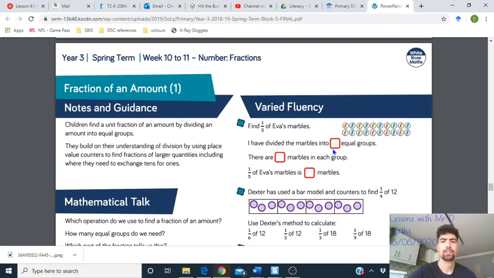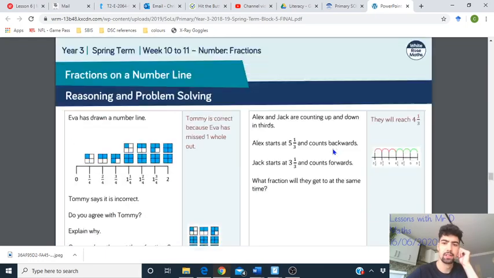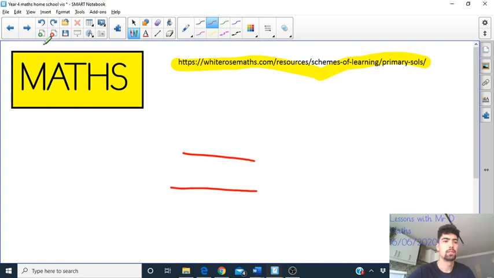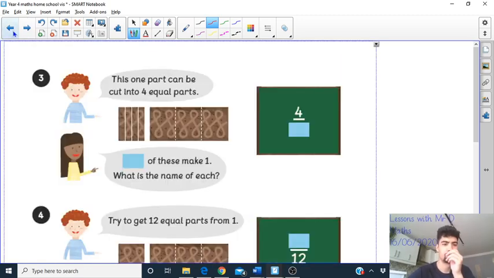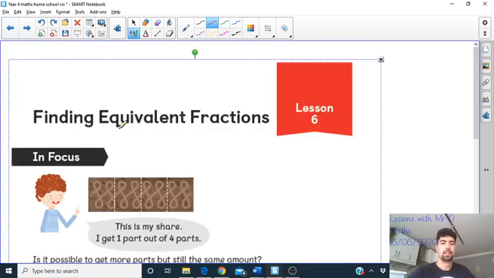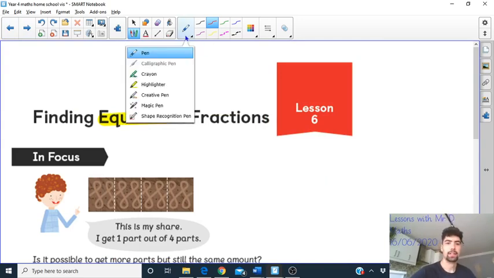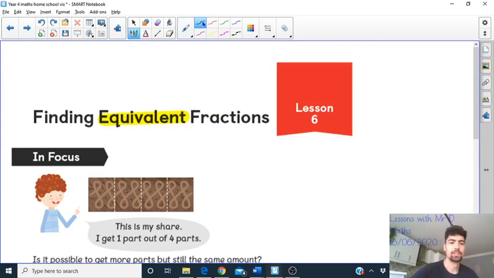Let's go on to fractions of amounts, and we're not doing fractions of amounts, we're doing just equivalent, so we'll probably leave that and we'll go on to our lesson today. So we're looking at equivalent fractions, finding equivalents, and we know that that means we're just finding things that are equal, things that are the same. So that leads us nicely onto our in focus task.